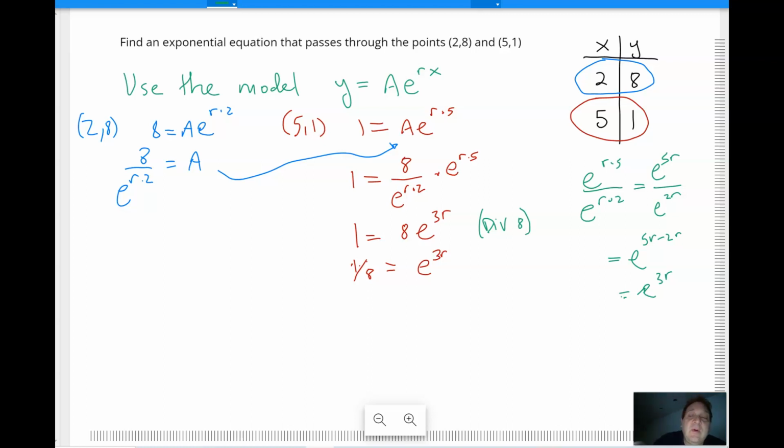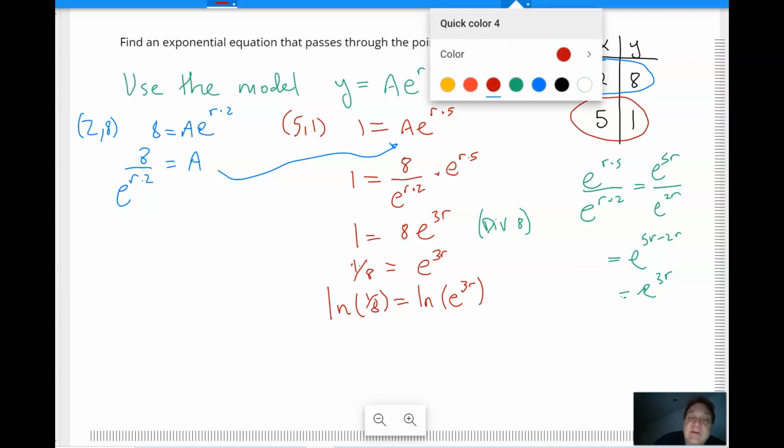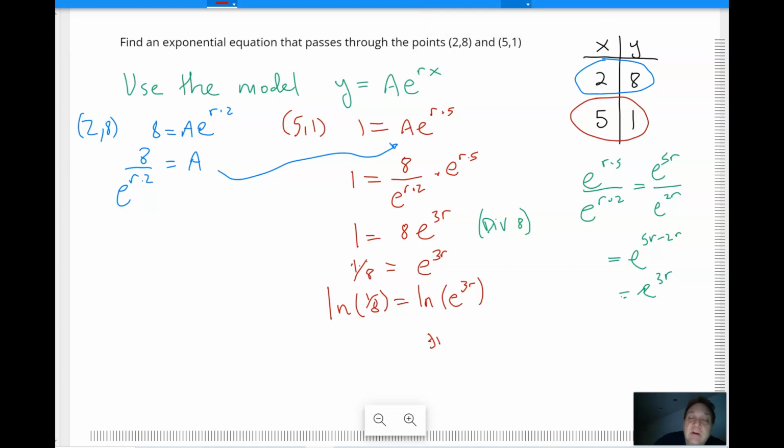To solve an exponential equation, when we know the base is a number, 2.7 or e, and the exponent is not quite known, we use a logarithm. I'm going to use the natural logarithm. Not only is it the standard logarithm for calculus, it does have a base that's equivalent to e, which is our exponential. The logarithm base e and the exponential base e are inverses of each other, so that just leaves 3r is equal to ln 1/8.